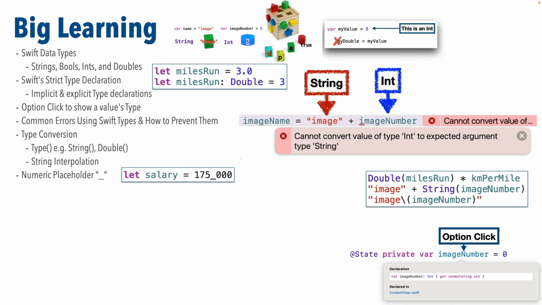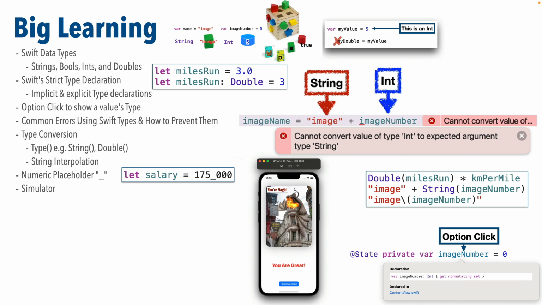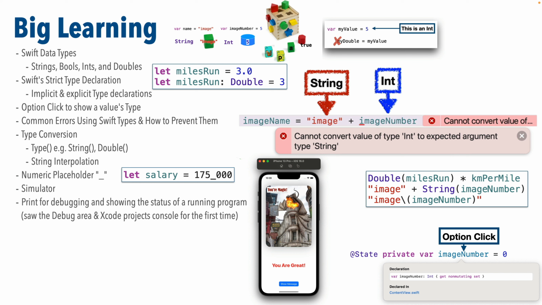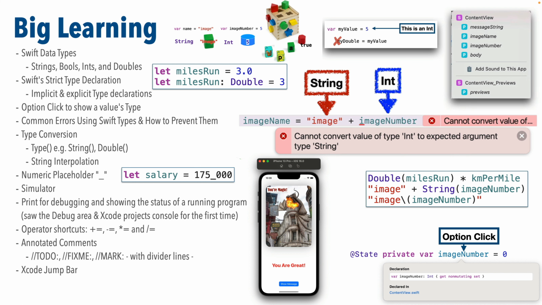We learned the numeric placeholder, underscore, to make it easier to read large numbers, given that you can't use commas in Swift numbers. We worked with the simulator and learned a few simulator tips, and used print for debugging and showing the status of a running program. We saw the debug area and the Xcode project console for the first time. We learned the operator shortcuts plus equal, minus equal, star equal, and slash equal. We worked with annotated comments to do, fix me, mark, and we learned how to add divider lines to those comments. We used the Xcode jump bar, and we saw we can use Command F to find.